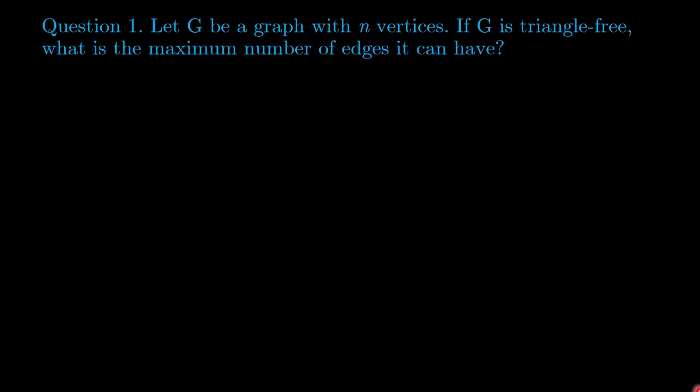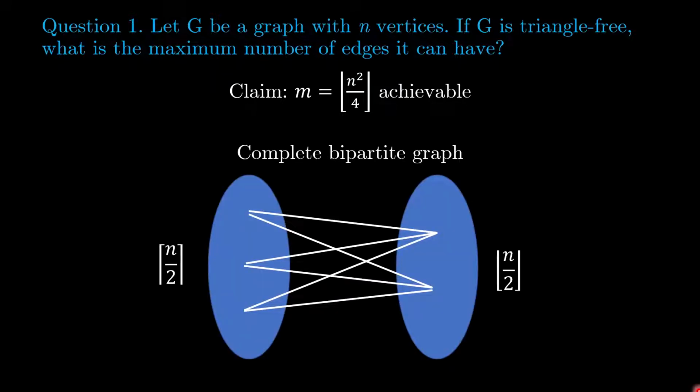Okay, so here is the solution for question 1. The claim is that firstly, m, the number of edges, equal to the floor of n squared over 4 is achievable. And for this, we can consider a complete bipartite graph, where on one side we have the ceiling of n over 2 number of vertices, and on the other side we have the floor of n over 2 number of vertices. I'll leave it as an exercise to check that this achieves the number of edges as claimed.